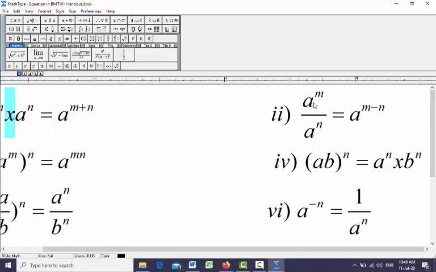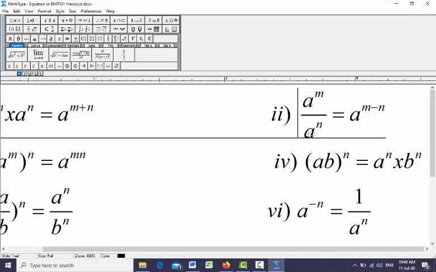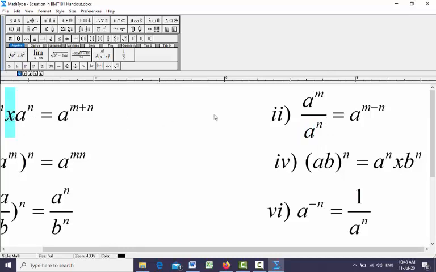Next one. Here also the bases are the same, base a and base a, but the powers are different. The previous one was multiplication, but here we are doing division: a to the power m divided by a to the power n. In division it will be just opposite.